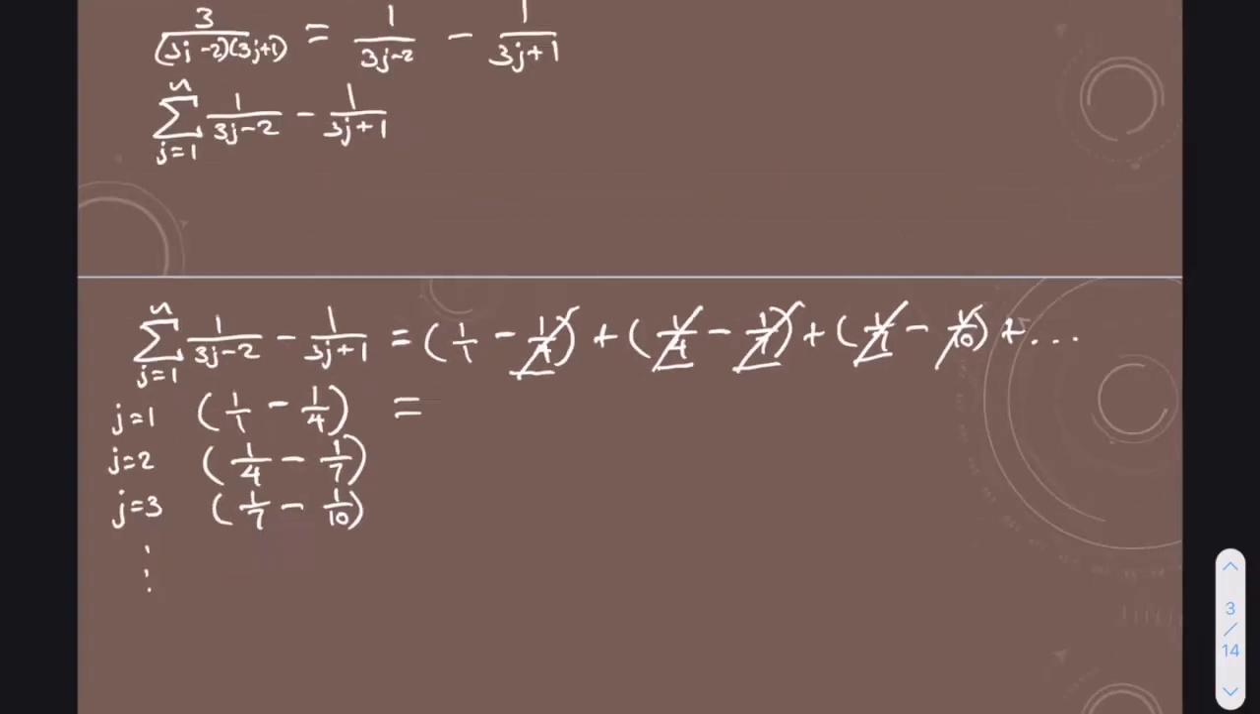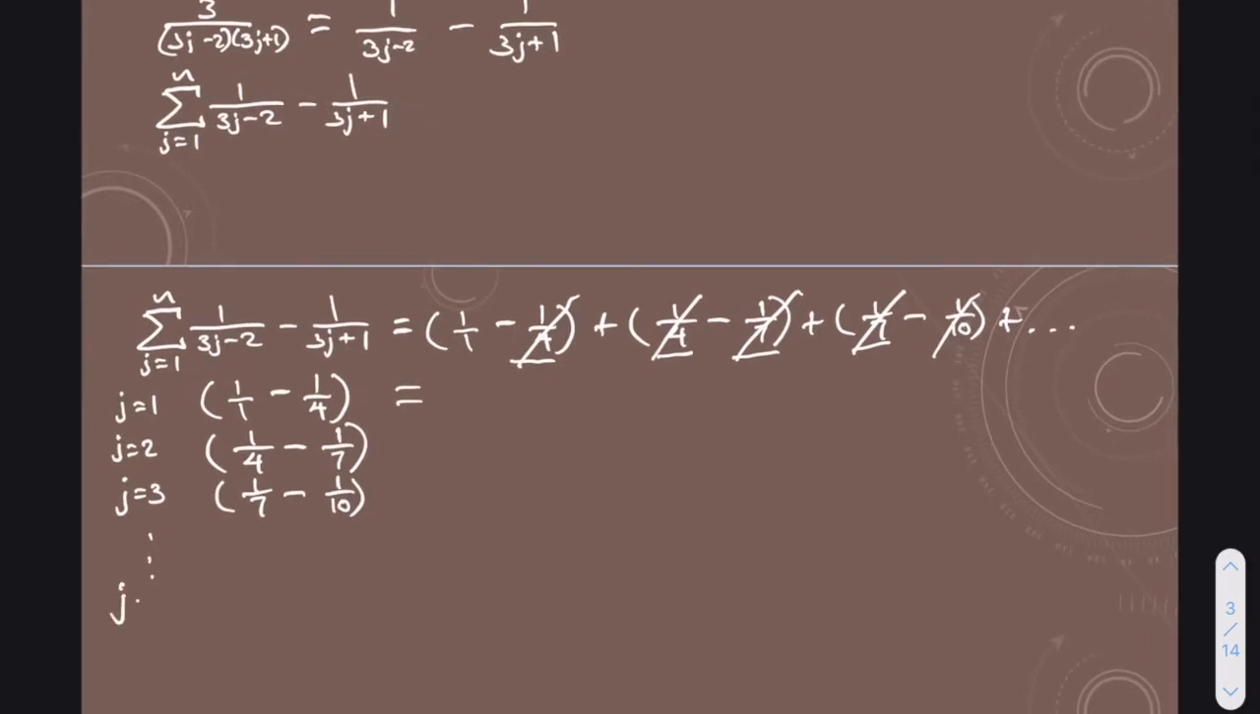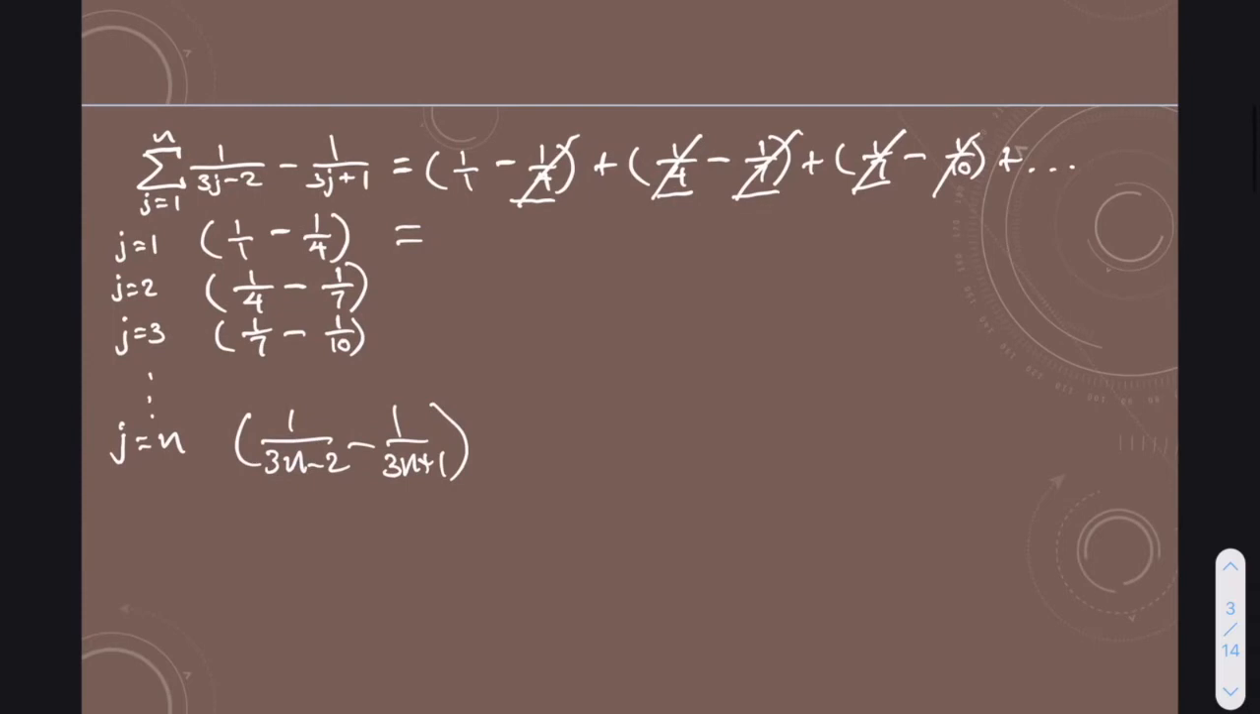And as we get out to now the nth term, when j is equal to n, well, that's just going to be 1 over 3n minus 2 minus 1 over 3n plus 1. Well, something that we're interested in is what happened in front of j is equal to n. Well, wasn't that n minus 1?